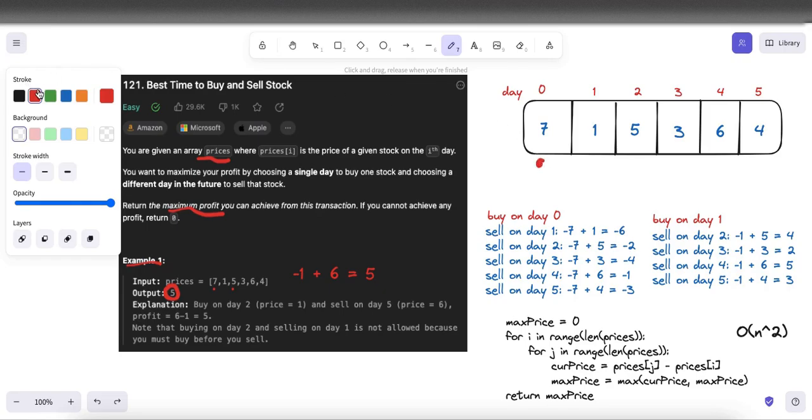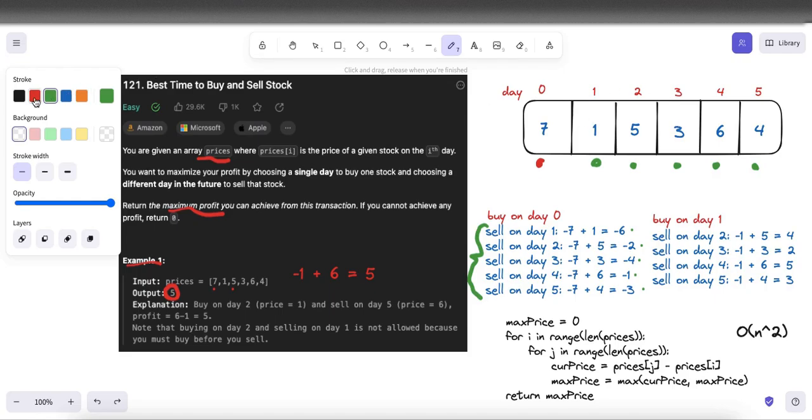We would see that we can then sell the stock on day 1, day 2, day 3, day 4, or day 5. In each of these cases, we would calculate the profit, and in each case, it would be negative. This is because the price at buying day is greater than the price at selling day for all of these cases. So all of these cases would return a negative profit.